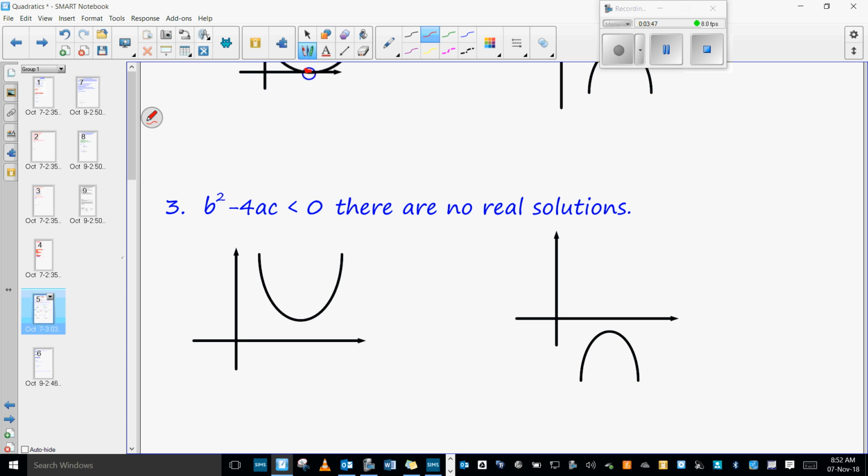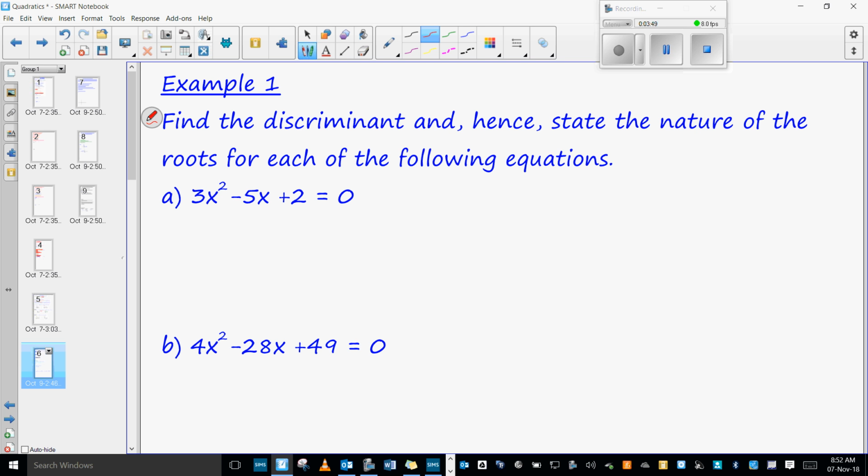So, easy one. Find the discriminant and hence say the nature of the roots for each of the following equations. I do get confused. Have we talked about the word hence before? In maths? Not really.